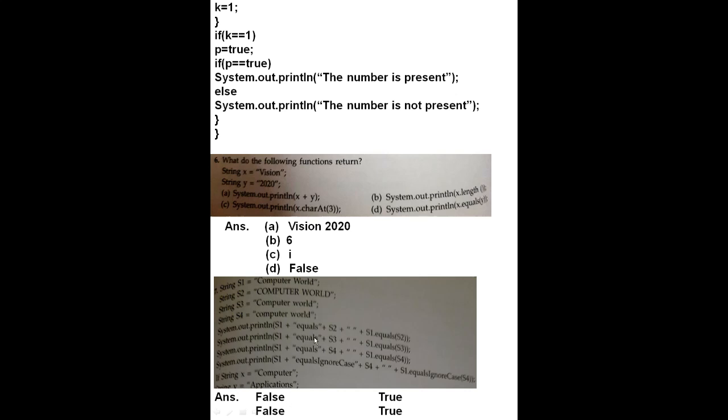Now next, s1.equals(s3), meaning s1 equal to s3. Here both are Computer World. By mistake, I know this is a capital W, so this will be true. Now next, s1.equals(s4). This is false, because the small and capital letters are different.